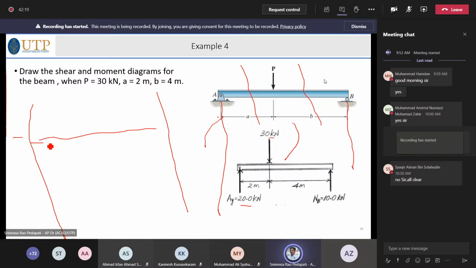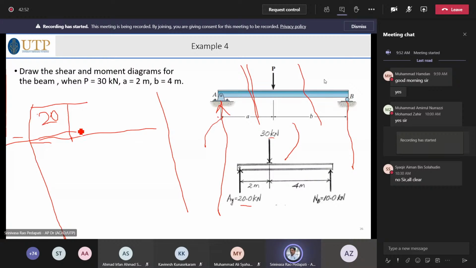So if you take the section at this point, what is the load that is acting on the left of it or right of it? Later we will see that. Left of it, what is happening? Only 20 kilonewton is working. So 20 kilonewton up is positive. That means your shear force diagram on this area is like this. So if it is shear force diagram, this is 20 and above.